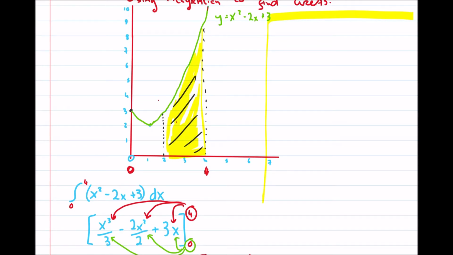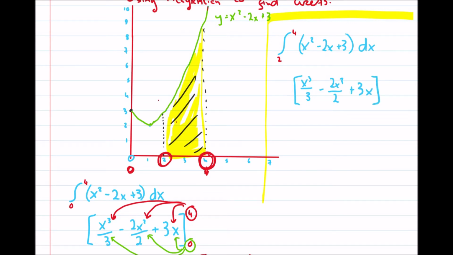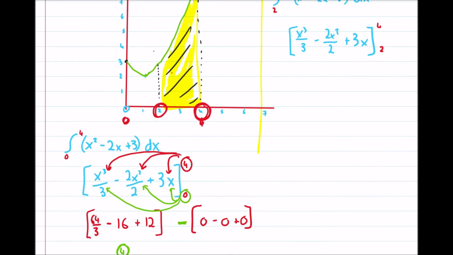Same again, the way we set it up: we have our integral of x squared minus 2x plus 3 dx. However, this time we have a 4 up here because that's where our area ends, but we're starting at 2 this time, so instead of 0, it's a 2. Next we'll integrate, and just like the last time, we get x cubed over 3 minus 2x squared over 2 plus 3x. We have a 4 here and a 2 here, so minus one from the other.